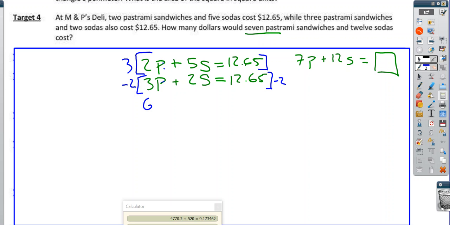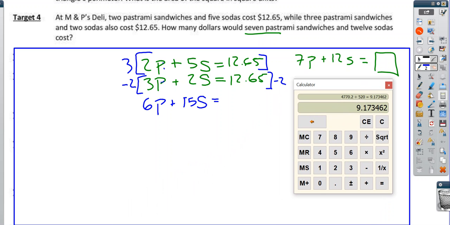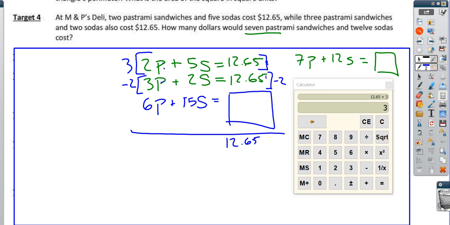So if I do that, I'll get 6p plus 15s is equal to, well, I'm going to use my calculator, because I'm allowed to. 12.65 times 3, but I don't really have to deal with that too much, because these two numbers are the same and I'm multiplying by 1 more, and that's negative. So I know my result is just going to end up with 12.65, because 3 is 1 more than 2.